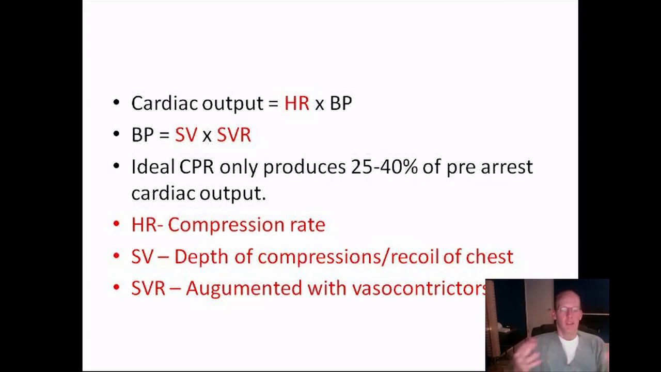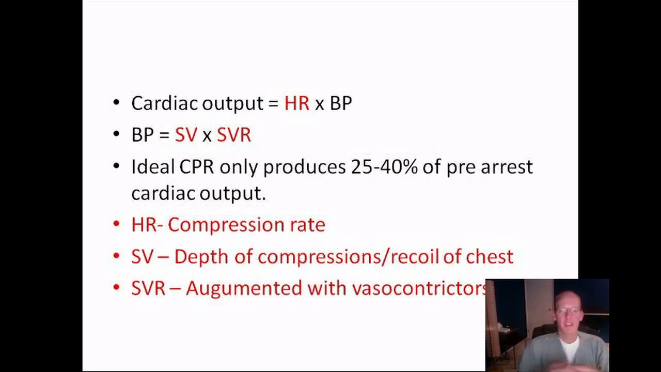Now, basic cardiac physiology, if you remember, cardiac output is the heart rate times the stroke volume. Blood pressure is a component of both the stroke volume and the systemic vascular resistance. Now, ideal CPR, meaning as good as you're ever going to get, only produces about 25 up to, at very, very best, 40% of pre-arrest cardiac output. So you're already dealing with a very suboptimal cardiac output here compared to a normal physiologic state. So it's absolutely important that you have ideal CPR in order to get even that 25%. So how can you do that?